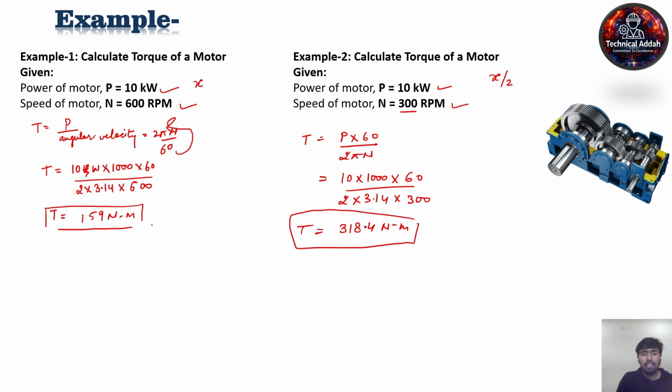So it has been clear that if the RPM is reduced by half, then the torque will increase just double. So the torque is inversely proportional to the speed. I hope you have clearly understood.